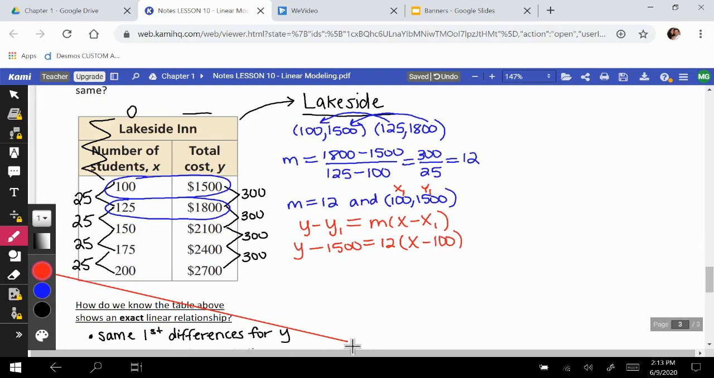Okay, let's just simplify it to get it in y equals form. So we have y minus 1500 equals 12x minus, multiplying by 100, we just move the decimal over twice, so that would be 1200. Then we'll add the 1500 on both sides, and we get y equals 12x plus 300 for Lakeside.